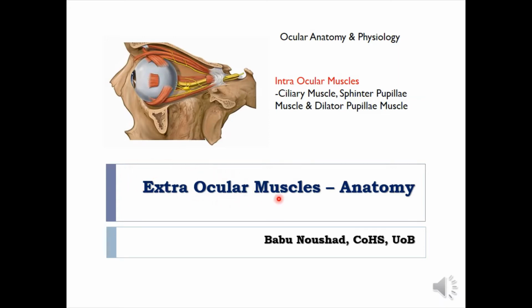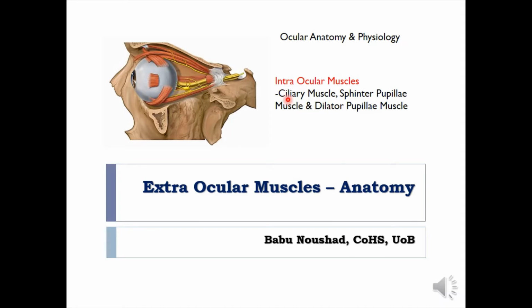When we talk about extraocular, that means the muscles outside the eyeball. We also have intraocular muscles. Just because we are talking about extraocular, I'm also talking about intraocular. Intraocular is nothing but the muscles that are inside the eyeball. That is why it is intra. We have learned about these muscles, right?